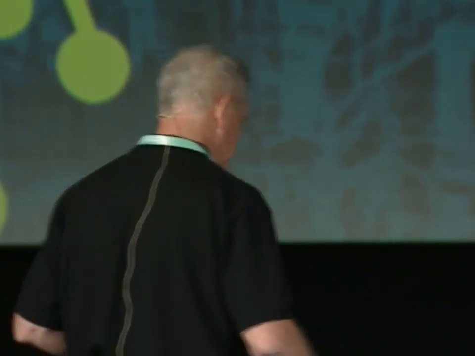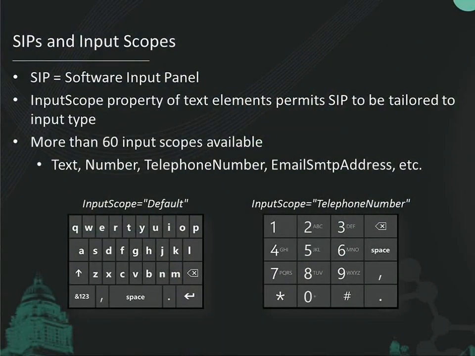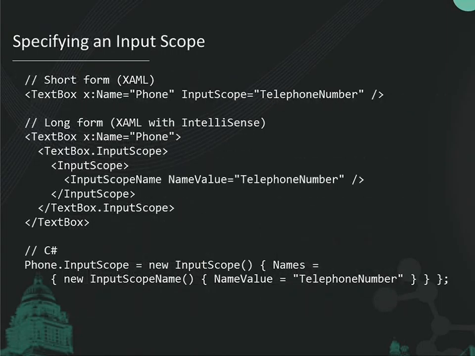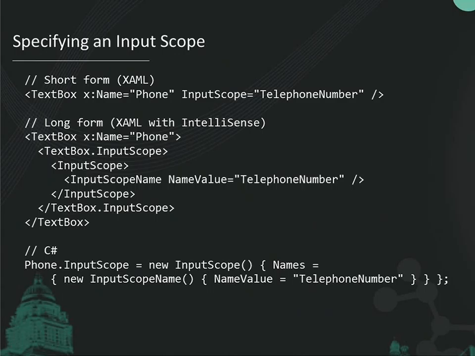In other words, anytime you declare a text input control like a text box, you should also ask yourself, what software input panel or software keyboard do I want the user to see when this text box has the input focus? And then use that text box input scope property to tell the operating system which SIP to display. If you're putting a text box in there specifically for the user to enter a phone number, then you might do what I've done here and set input scope to telephone number.